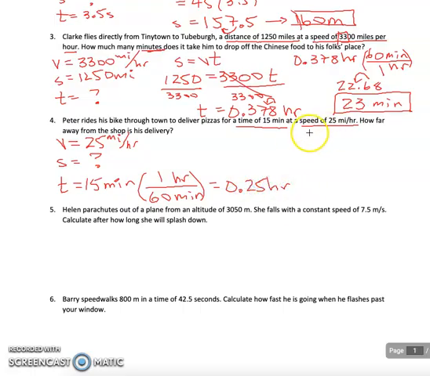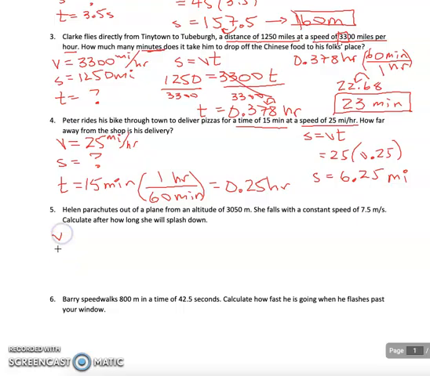All right, now in our kinematics, S equals VT. V is 25, T is 0.25. So it takes him 1/4 of an hour to deliver the pizza. And if he's able to maintain a consistent 25 miles an hour, that's pretty impressive, because if you're on a bike, 25 miles an hour is pretty fast. So that's 6.25 miles. That's all the way across town.